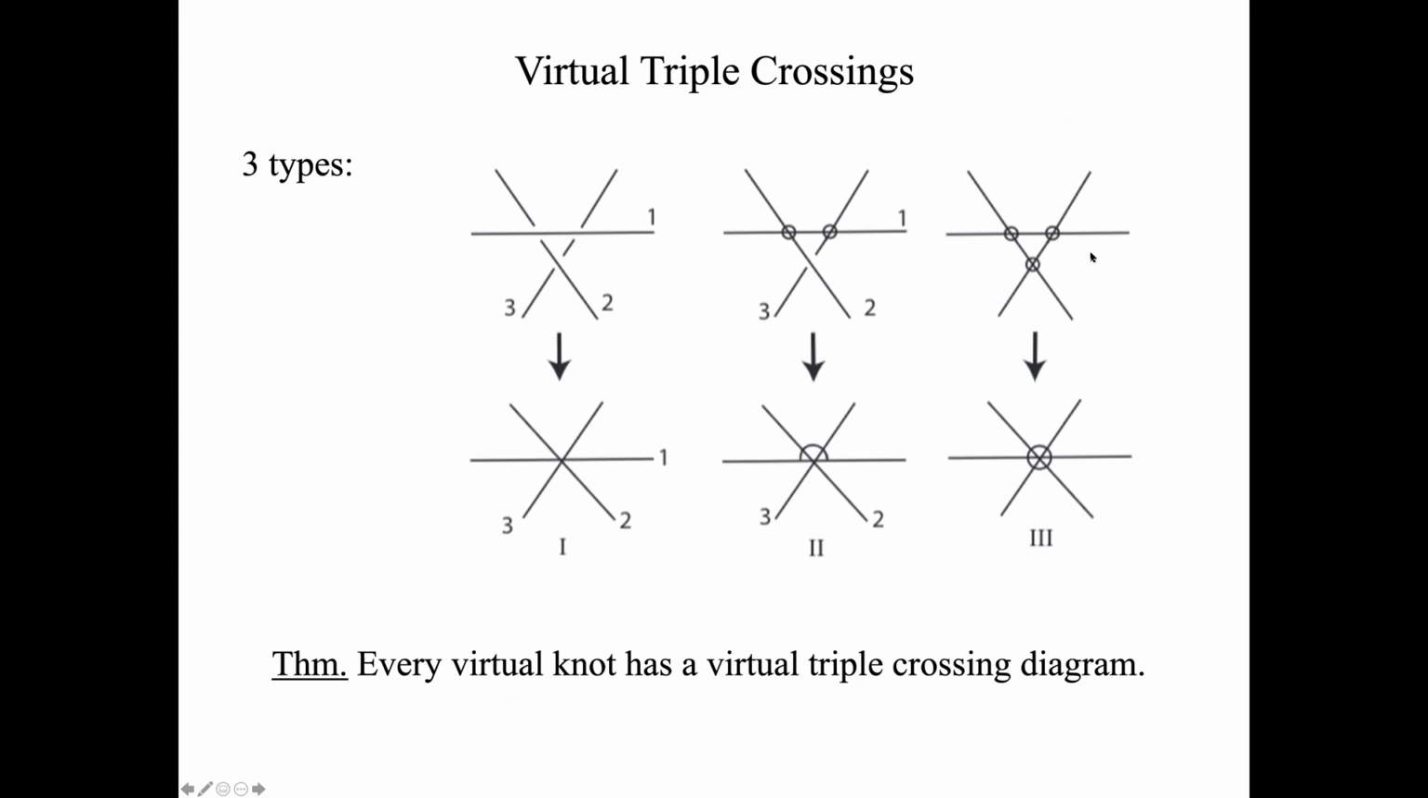But you can have these three types, and it turns out that you can actually prove that every virtual knot has a virtual triple crossing diagram. So you can do all of the theory that we've been talking about for virtual knots, just like you can do them for classical knots.